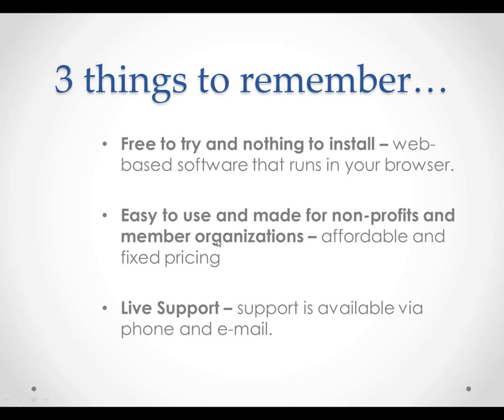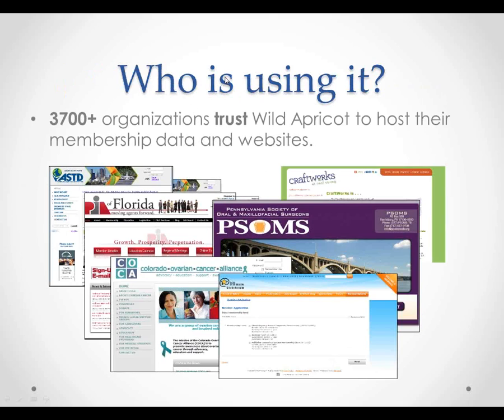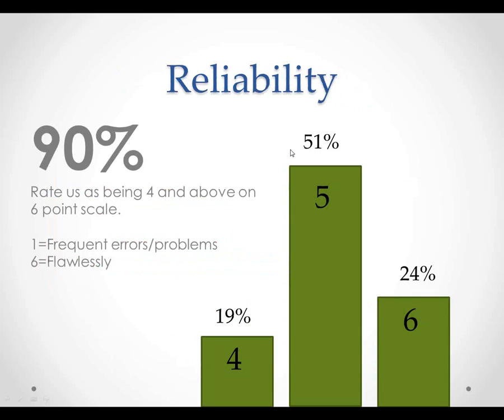It's also important to keep in mind that all these features were designed specifically for member-based organizations and associations. So you'll see a lot of really time-saving or headache-reducing features inside Wild Apricot that address a lot of the pains you might be currently experiencing. If you are learning about Wild Apricot, you can always give us a call or send us an email if you need any help or clarification about how anything works. Currently, over 3,700 organizations trust Wild Apricot to host their membership data and websites, so you're definitely in good company.